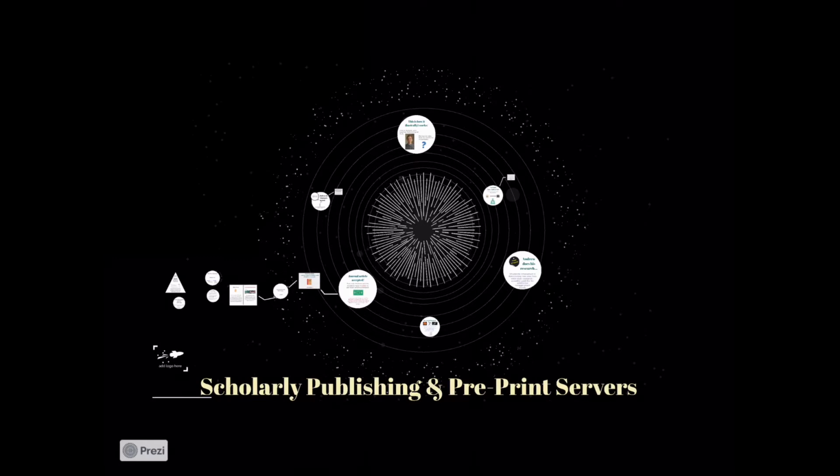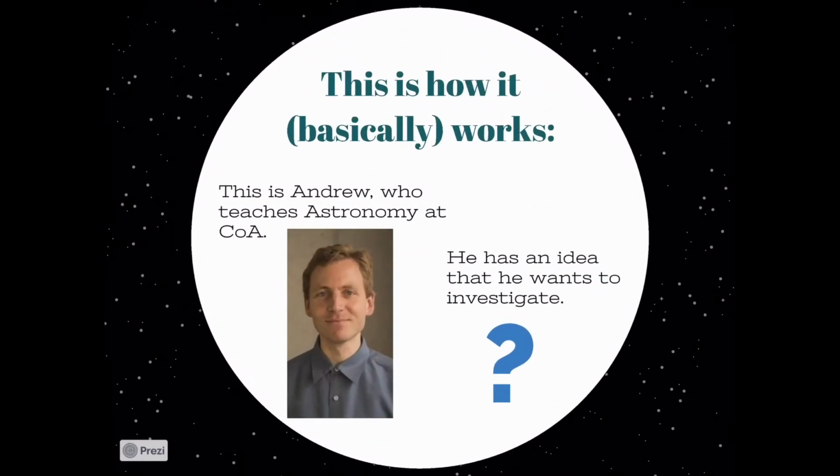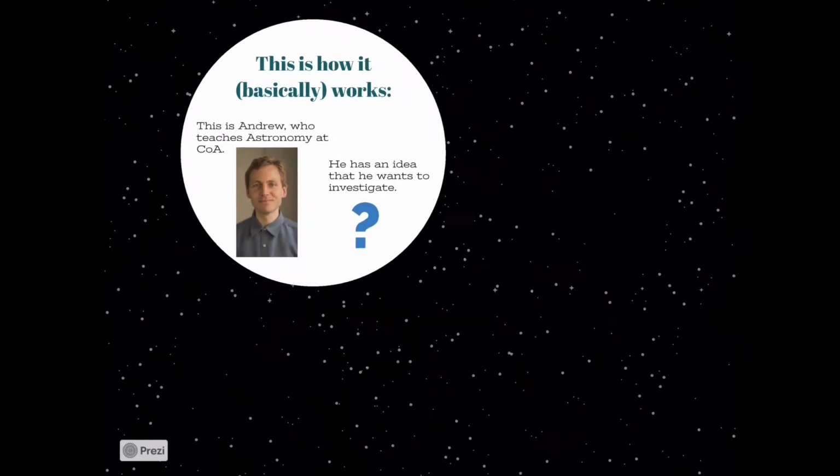Today's video is going to cover the basics of scholarly publishing, and then we're going to talk more about an open access resource, specifically something called a preprint server. So for the basics of scholarly publishing, this is how it works. For example, this is Andrew, who currently teaches astronomy at College of Alameda. He has a new idea that he wants to investigate.